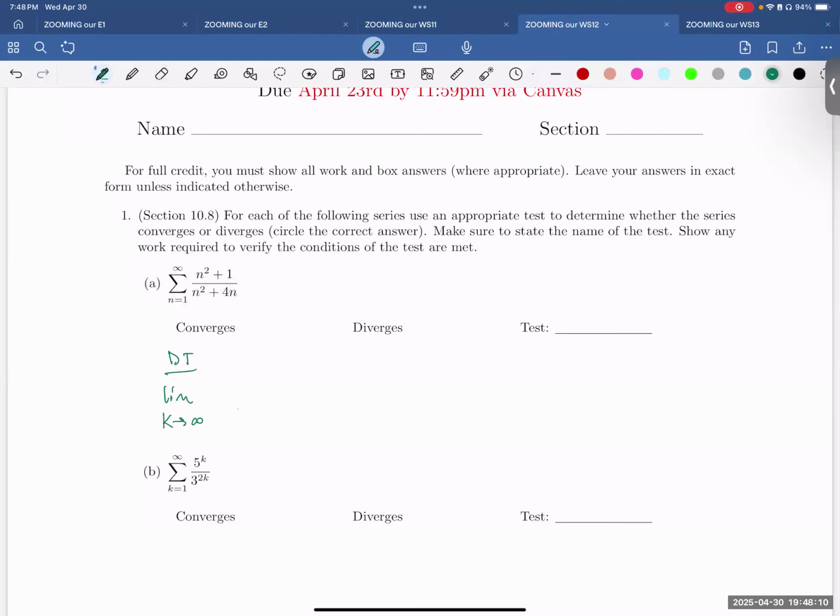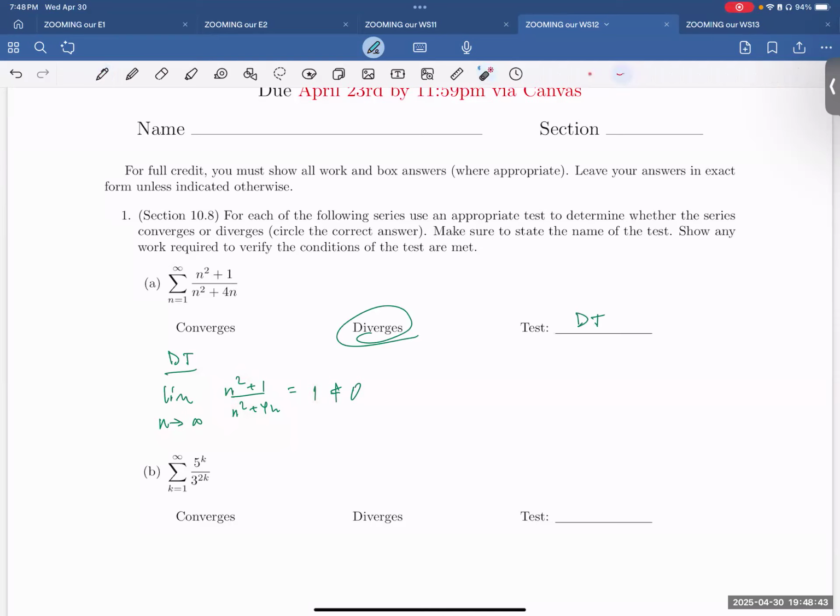as n goes to infinity of n squared plus 1 over n squared plus 4n. This is equal to 1 because the degree of the numerator is the same as the degree of the denominator, and the ratio of leading coefficients is 1 over 1, which is 1. That's our limit. And then to meet the condition of the divergence test, this is not 0, so our series diverges by the divergence test.